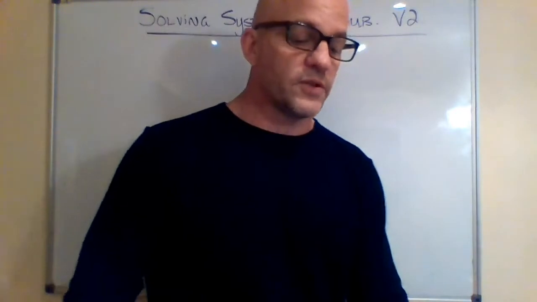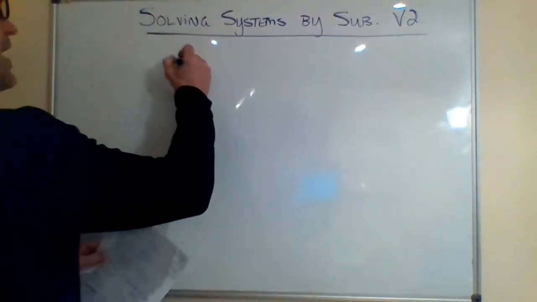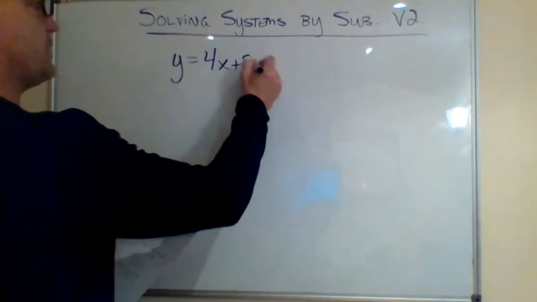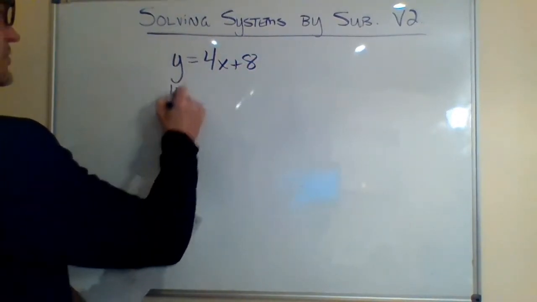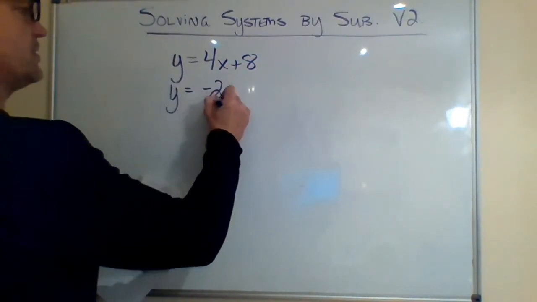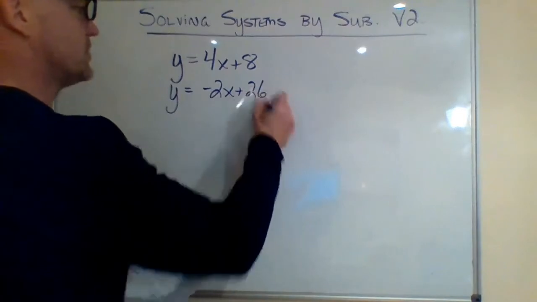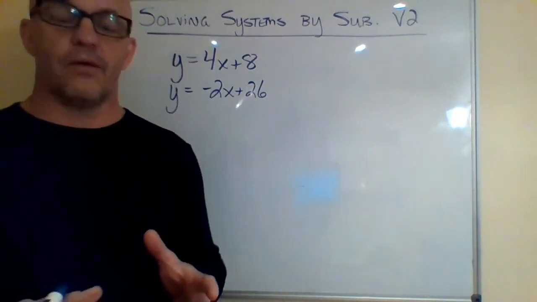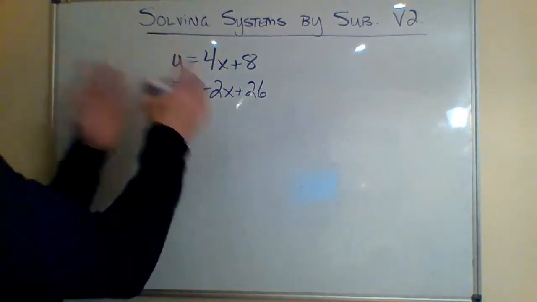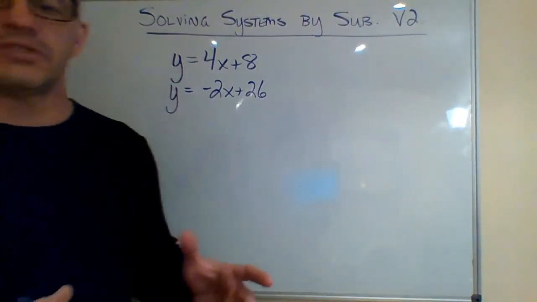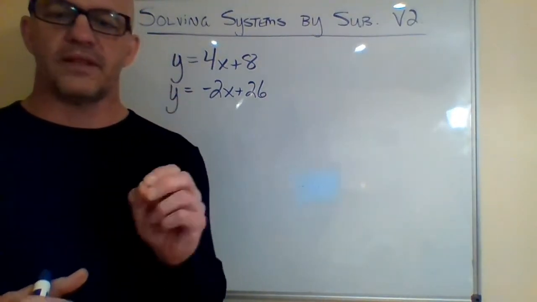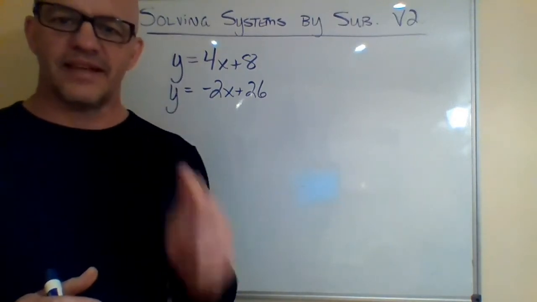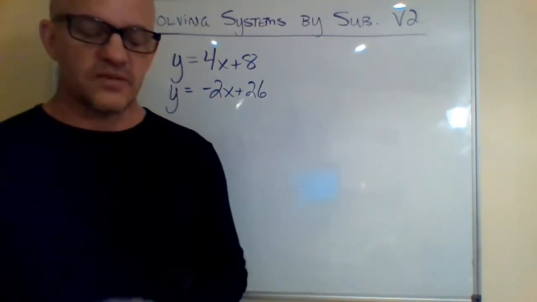First example we're going to do: we have y equals 4x plus 8, and y equals negative 2x plus 26. Again, it's a good idea to keep in mind what we have going on. We have two lines. We have an infinite amount of solutions for each line. We're looking for that one point that they share. That means at that point, they have the exact same x and the exact same y value. So we use that to our advantage.